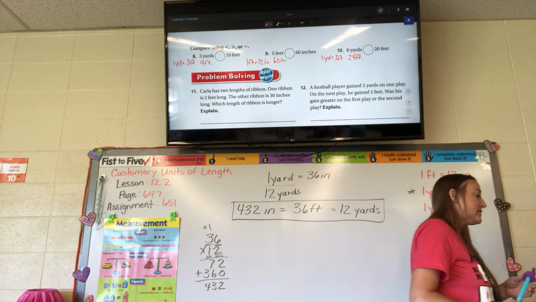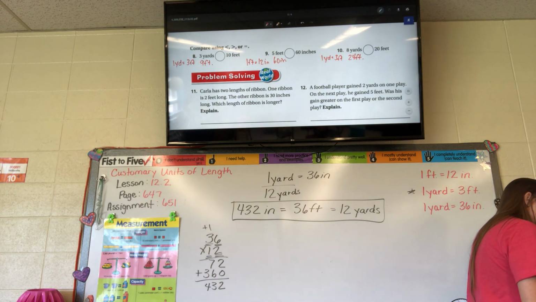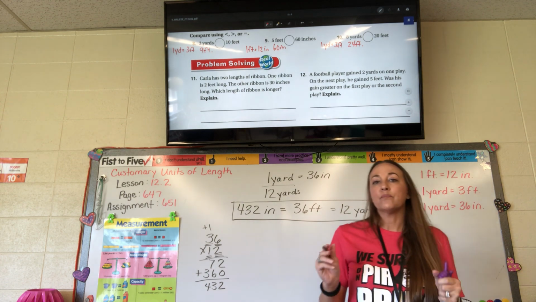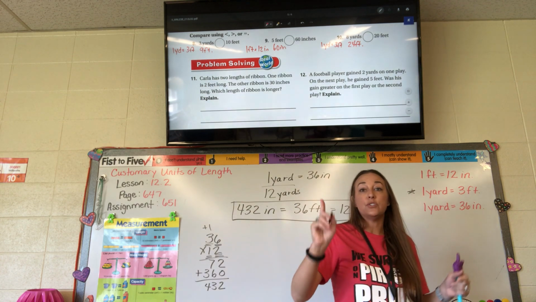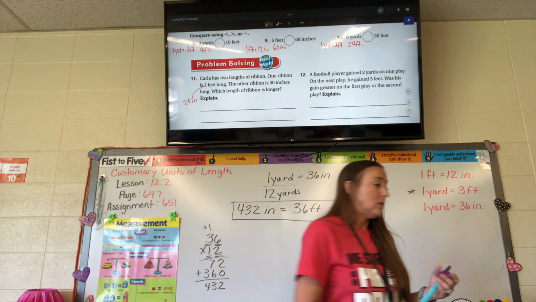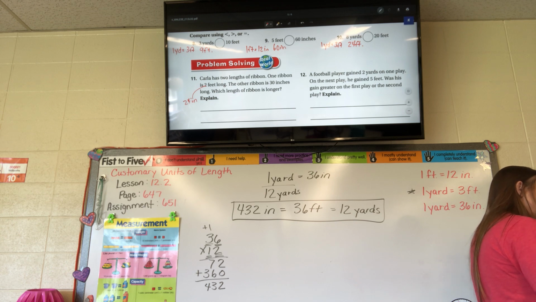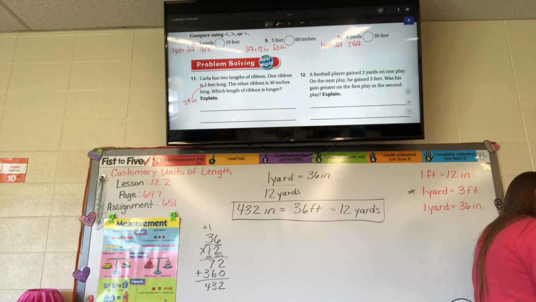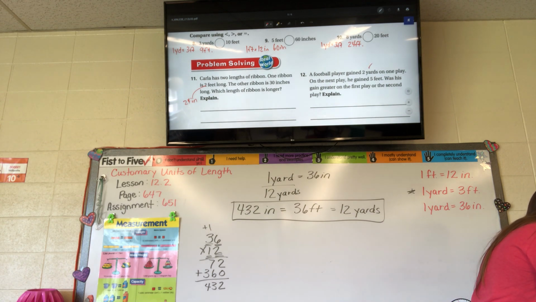Carla has 2 lengths of ribbon. One ribbon is 2 feet long, the other's 30 inches. Which ribbon is longer? So we're going to have to convert that, the one that's 2 feet into inches. And I know that in 1 foot is 12 inches, so 2 feet is the same as 24 inches. So now you can easily see which one is longer. A football player gained 2 yards on one play. On the next play, he gained 5 feet. Was his gain greater on the first or second play? Well, in 1 yard, there's 3 feet. So in 2 yards, that would be 6 feet.